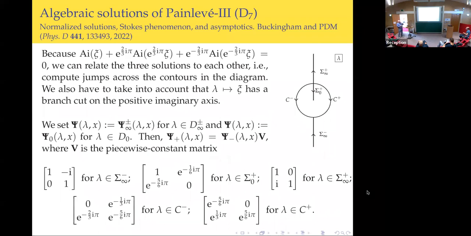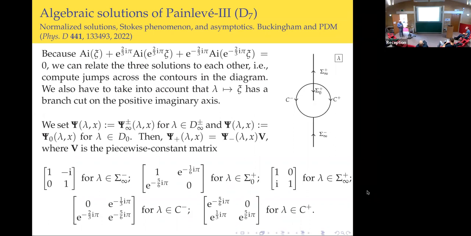Okay, so then we have these three solutions, and they're not independent of each other because Airy's equation only has two linearly independent solutions. So we have in particular this connection formula that the sum of these three Airy functions is 0, and using that, we can relate the solutions in the different sectors explicitly to each other. I should mention, you also have to take into account that the mapping from the lambda plane to the argument of the Airy functions has a branch cut on this positive imaginary axis, so that accounts for something that you have to do when you cross that curve.